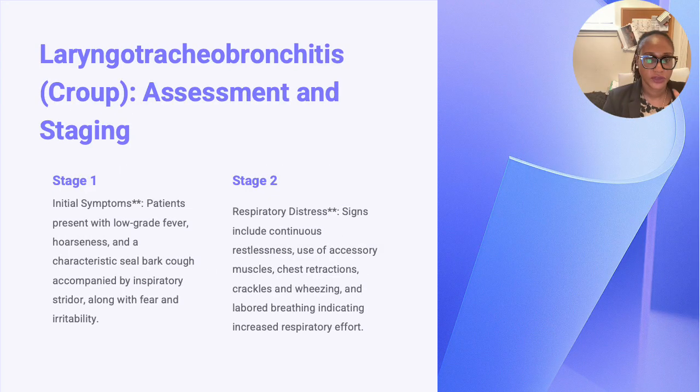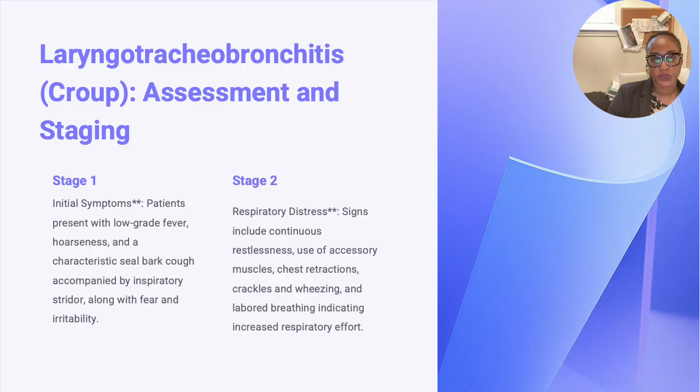So just to continue with laryngotracheal bronchitis, otherwise referred to as croup, some assessment. On the slide we have 2 assessments noted, but there are 4 that I will be sharing with you. So in stage 1, initial symptoms, the patient may present with low-grade fever, hoarseness, a seal-like bark, and a barking cough or croup cough. Inspiratory stridor, fear and irritability, restlessness.